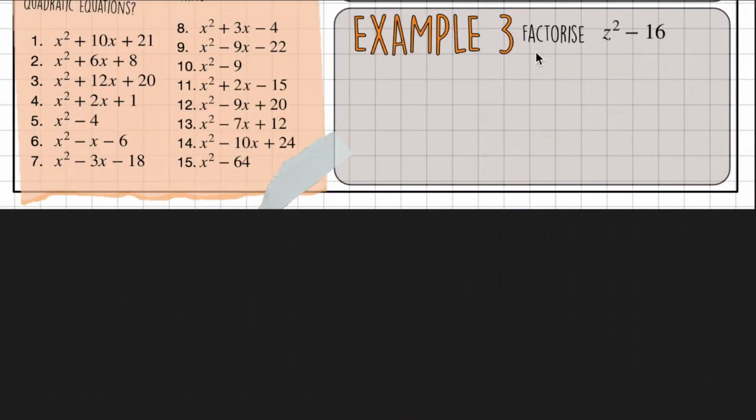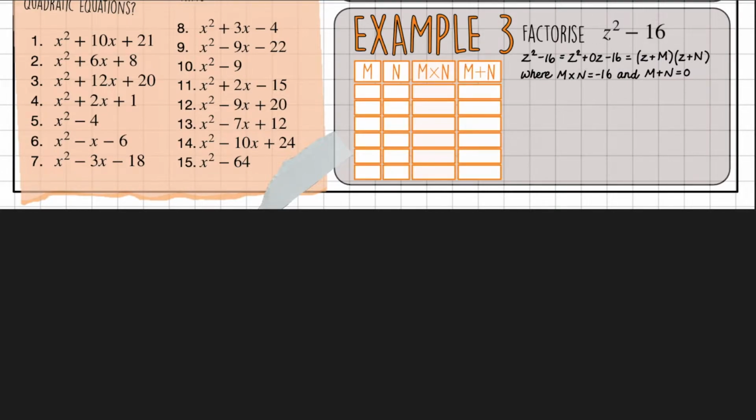Final example, factorise z squared minus 16. Again, we know that when this is factorised, it will look like the following: bracketed z plus m times bracketed z plus n. And we also know from our rules that m times n must equal minus 16 and m plus n must equal 0, because we didn't actually have a z term here. We only have a z squared term and a constant. So what are our scenarios?